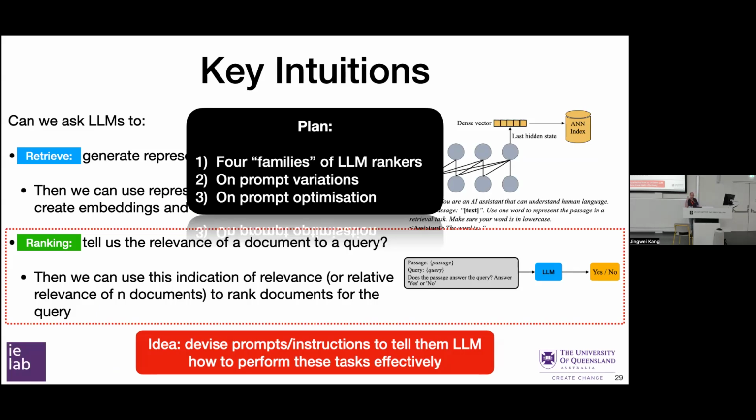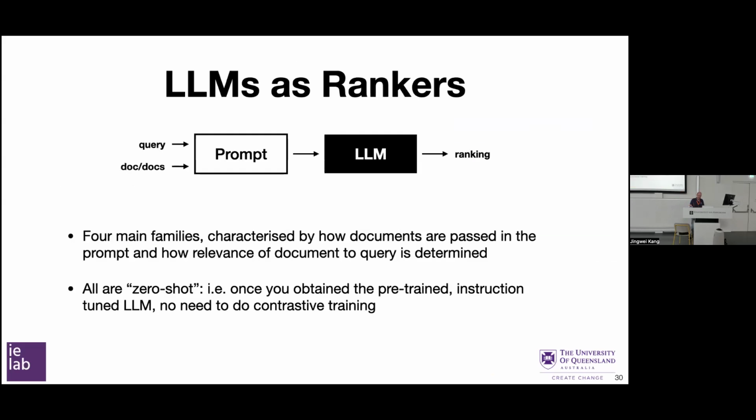And next, I want to talk about how we can use these LLMs for ranking. So here the plan is that I will talk, at a very high level, about 4 families of LLM-based rankers. And then I will talk about prompt variations. These LLM rankers work on you writing a prompt to instruct them how they should rank things. And so we look at what variation of that prompt matters. And then we will talk about prompt optimization.